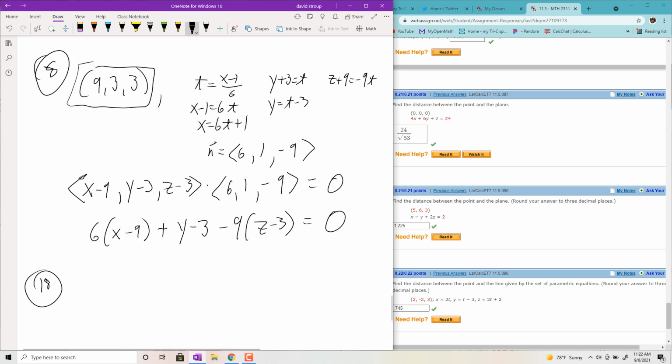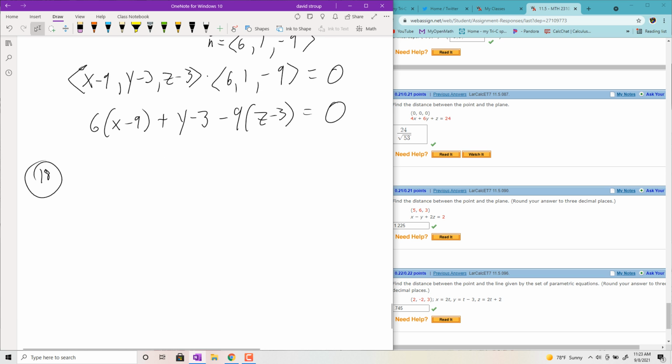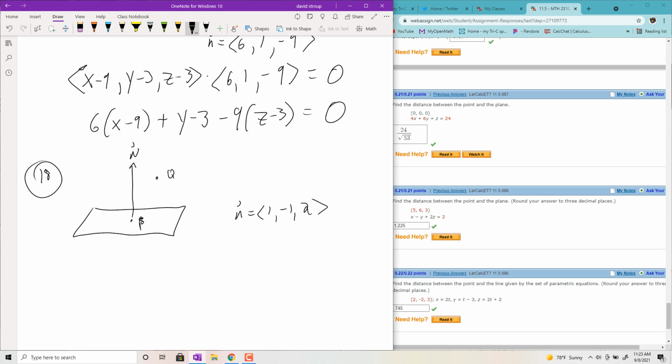And basically that comes down to projection. So if you have a point up here, Q, and then you have a point here in the plane, P, you have a normal vector here given from the equation of the plane. So for us, the normal vector in this problem, number 18, is 1, -1, 2. We need to form this PQ vector. So I need a point from the plane. The plane is given by x minus y plus 2z equals 2. I have one point, which is 5, 6, 3. That's the Q point. I need a P point in the plane.